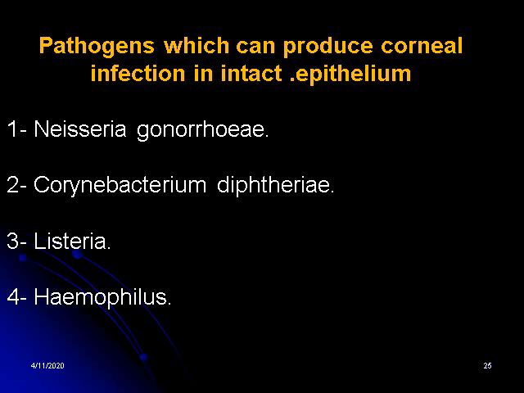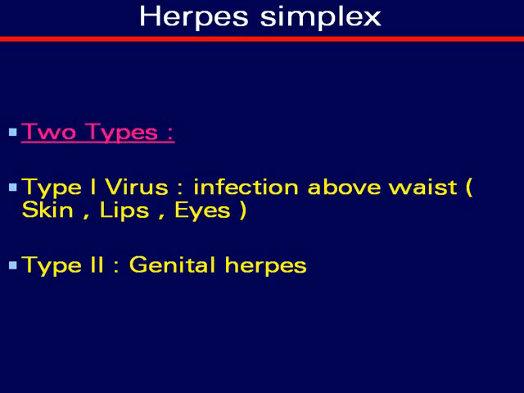However, there are some organisms that can penetrate even an intact cornea, like Neisseria gonorrhoeae, Corynebacterium diphtheriae, Listeria monocytogenes, and Haemophilus influenzae. So we have to be careful about these organisms. If you find one of these organisms in your culture, you have to treat it aggressively, because these organisms can penetrate and end up with corneal infection or endophthalmitis.